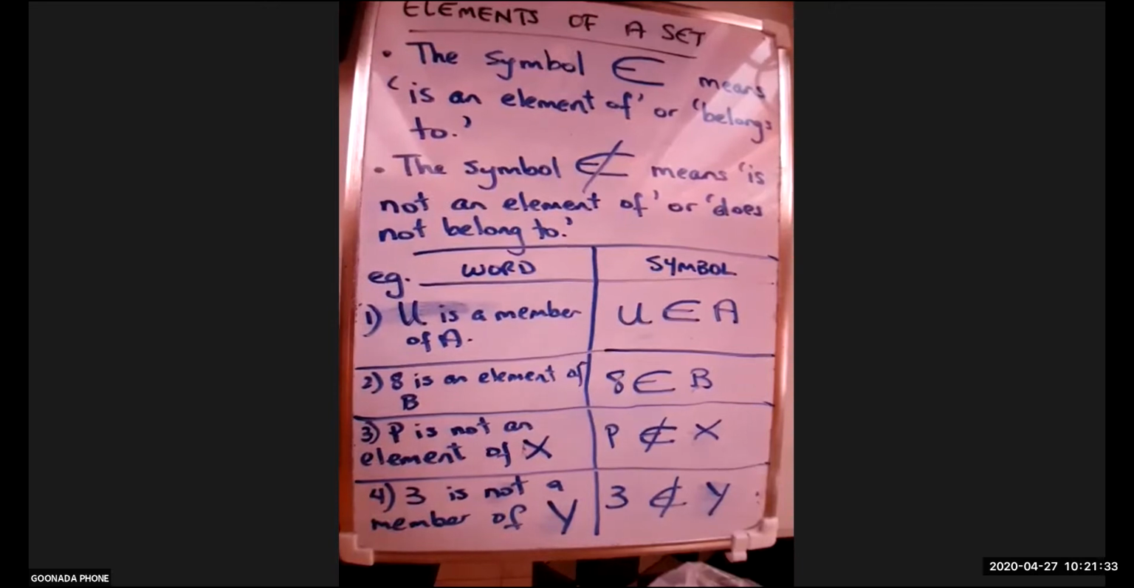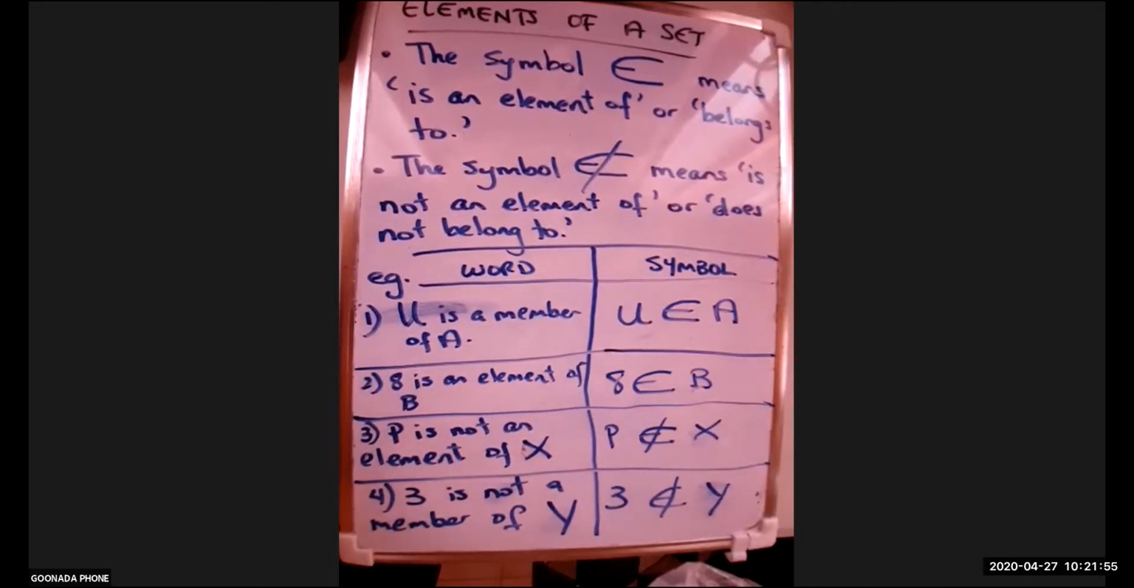So you all know about the equal sign. When you have an equal sign, and I have a line drawn through the equal sign, it means not equal to, right? So if the symbol E means belong to or is an element of, then if we have a line drawn through the symbol E, it just simply means it is not an element of or it does not belong to. So let's look at some examples here.